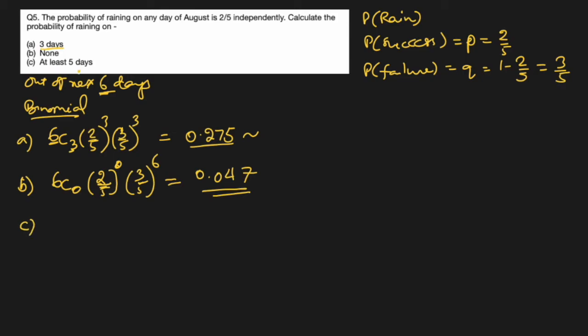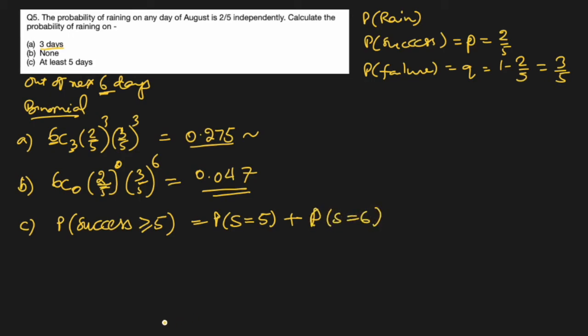Part C. At least 5 days out of 6. So the probability that success is at least 5 days. That means it is equal to or more than 5, so 5 and 6. Out of 6 days, it can rain on 5 days or 6 days. There are 2 possibilities. So that means the probability that success is on 5 days, or, whenever we say or, we write plus, success is on 6 days.